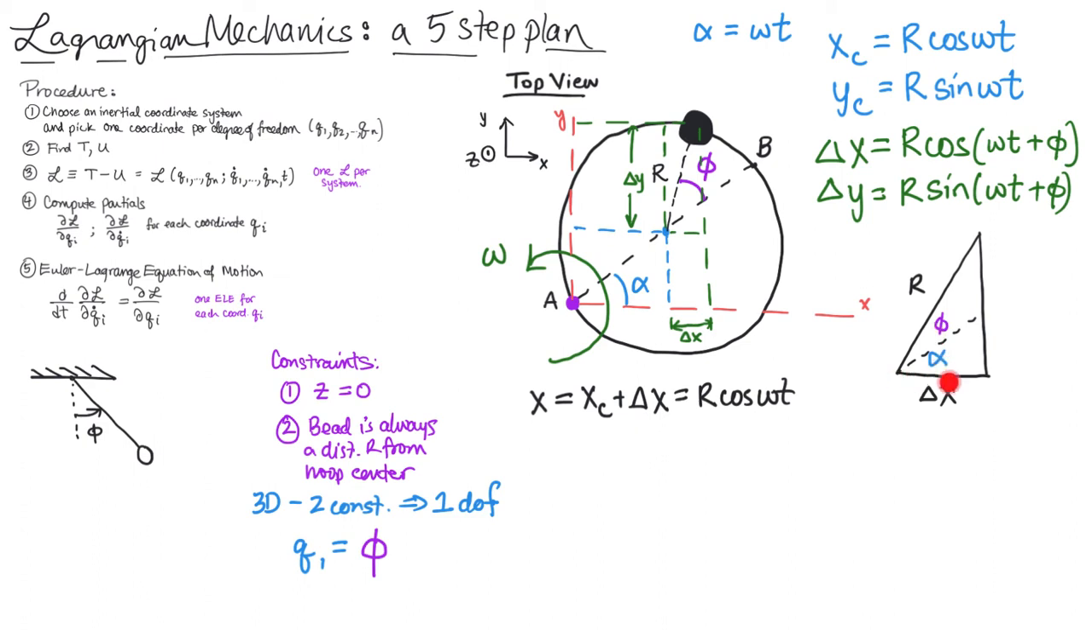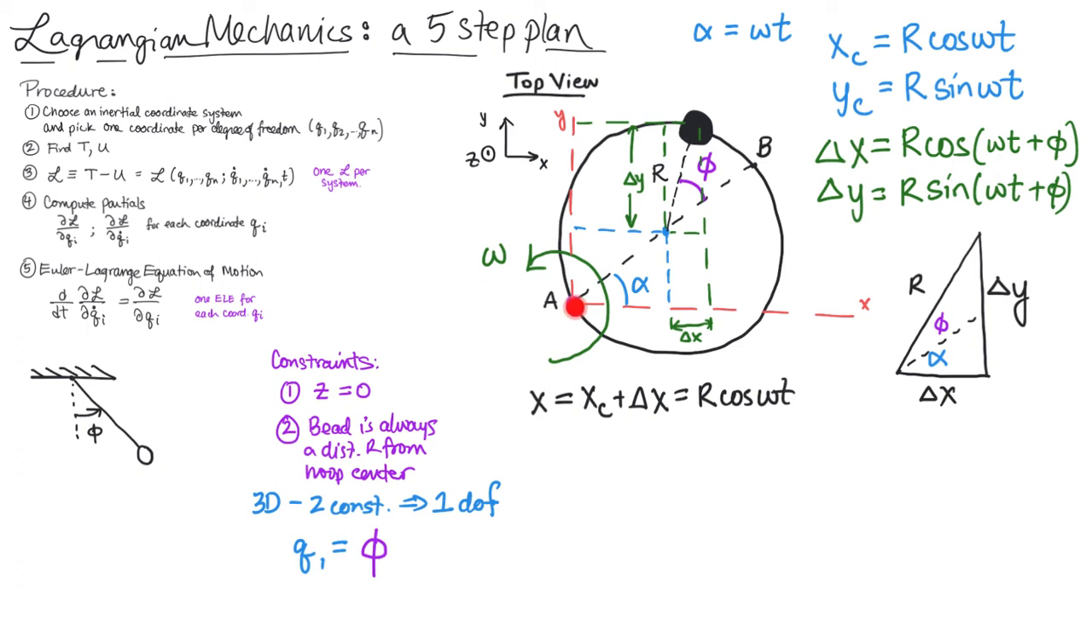So what that tells us is that we can write delta x in terms of the hypotenuse and the cosine of that angle alpha plus phi, where alpha is omega t. And the delta y would be the height here of that triangle, which we can express as r times the sine of the angle. So once we know that, we can write the overall coordinate x of the bead as the center coordinate plus the incremental step from there.